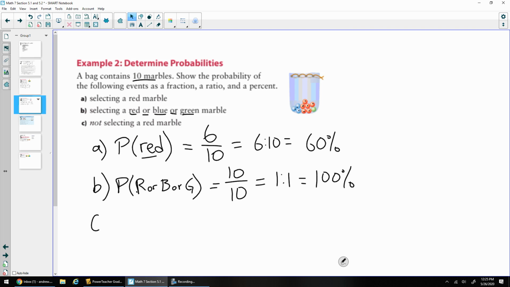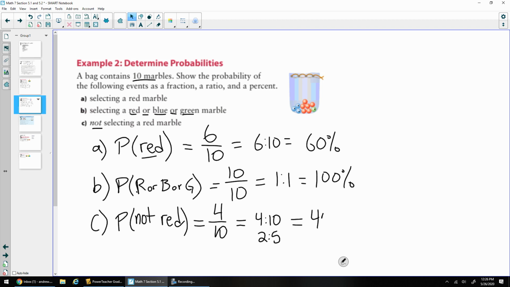Okay, and lastly, C, what is the probability of not selecting a red marble? What's the probability of not red? So not getting red is favorable now. Any other one but red is favorable. So the not reds, we have 1, 2, 3, 4 marbles that are not red. So it'd be 4 favorable outcomes out of the 10 possible outcomes. That could be simplified as 4 to 10, which is the same as 2 to 5, which is the same as 40%.